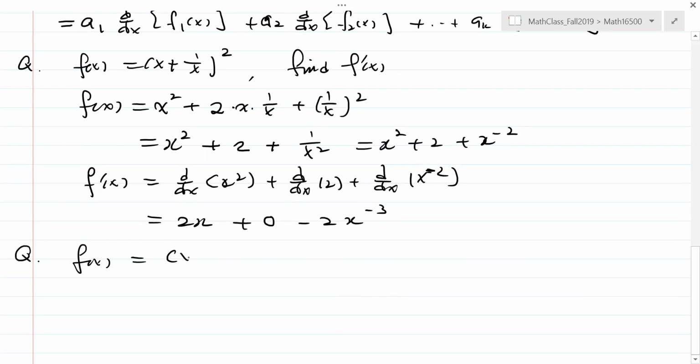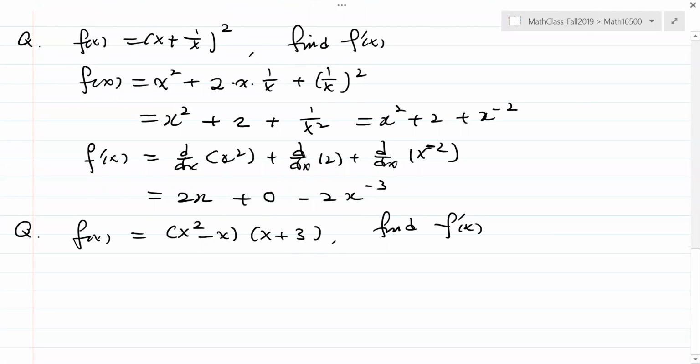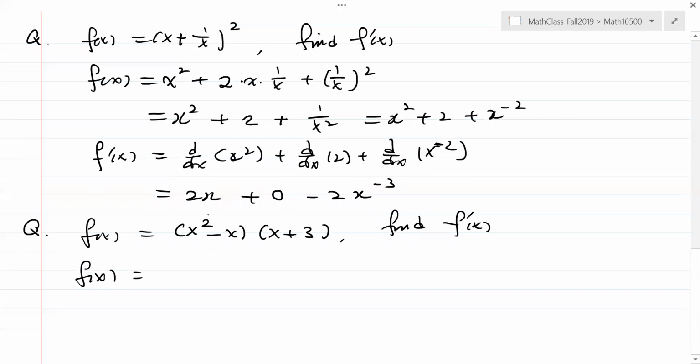If you have to differentiate (x squared minus x)(x plus 3), this is a product of two functions. Some of you took this course before. Maybe you can say, oh, I heard about this product rule. I can use the product rule to find the derivative. But this essentially is a polynomial, so you can express it as a polynomial. It's a sum of power functions.